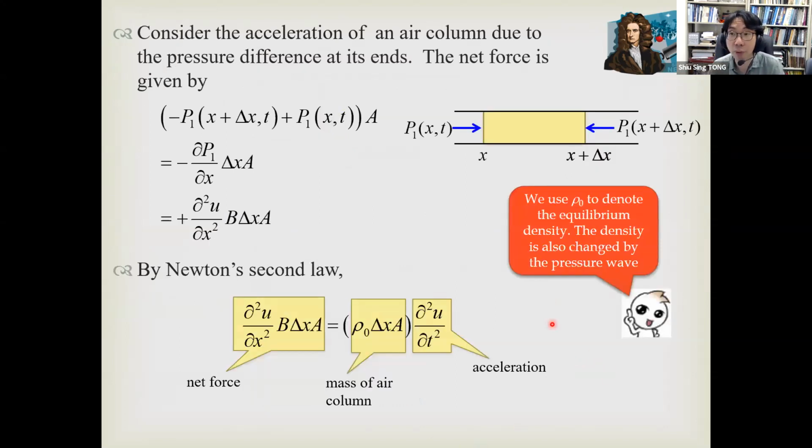Now we consider the force. We consider the force in this air column that extends from x to x plus delta x. Now, what is the net force acting on it? It's due to the pressure, the pressure on the two sides.